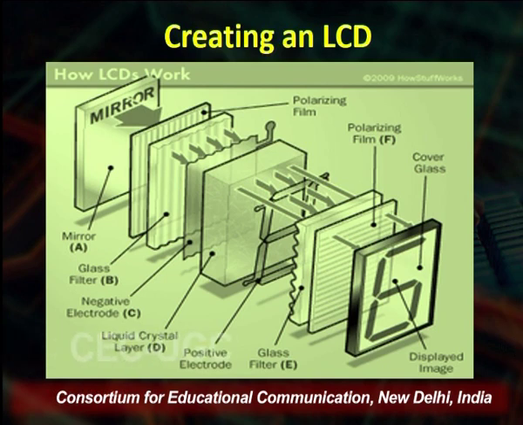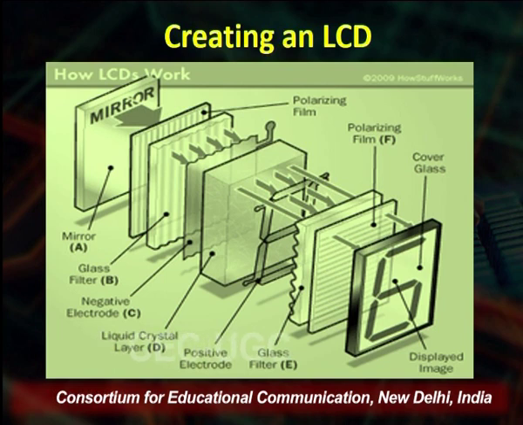You see on the screen how LCD works and how we create an LCD. Now you can see very clearly on the screen that we have the various parts of the LCD. The first part is the mirror, indicated by A. The second part is the glass filter. We use two glass filters, one vertically and one horizontally. The first glass filter is B, and on the left-hand side of the screen there is a negative electrode, represented by C, the third part.